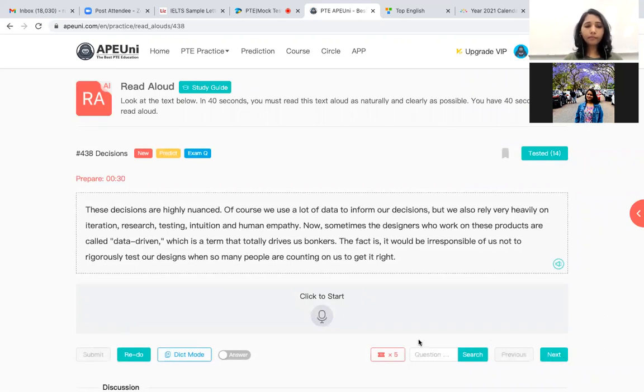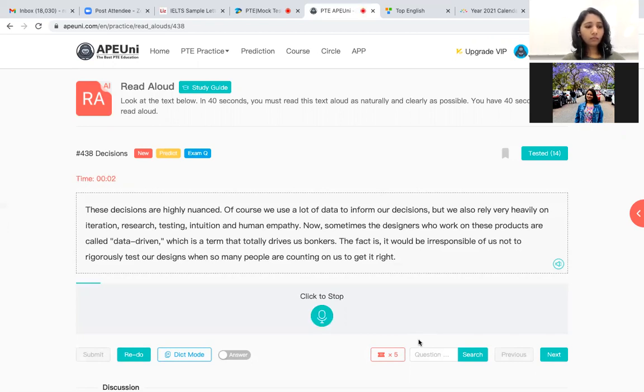These decisions are highly nuanced. Of course, we use a lot of data to inform our decisions, but we also rely very heavily on iteration, research, testing, intuition, and human empathy. Now, sometimes the designers who work on these products are called data driven, which is a term that totally drives us bonkers. That is the fact. It would be irresponsible of us not to rigorously test our design when so many people are counting on us to get it right.